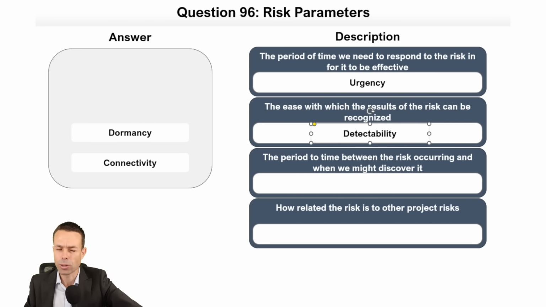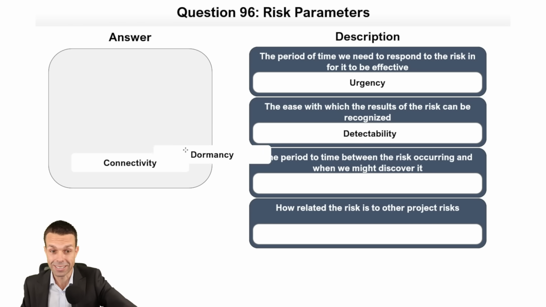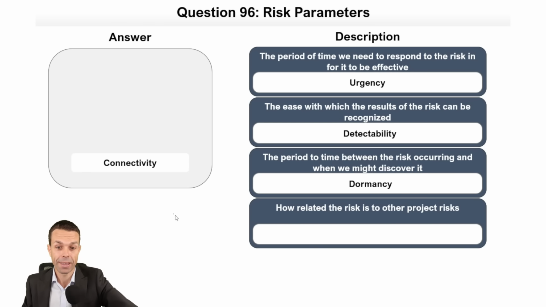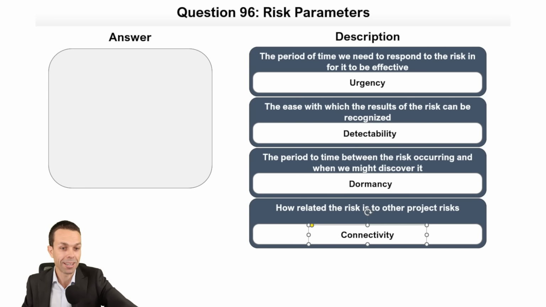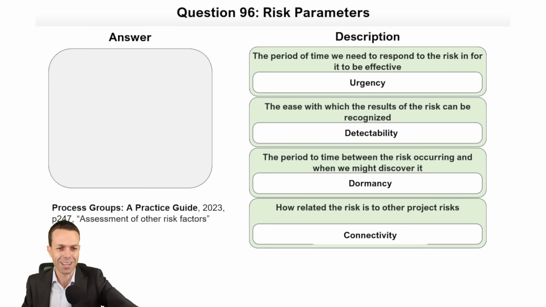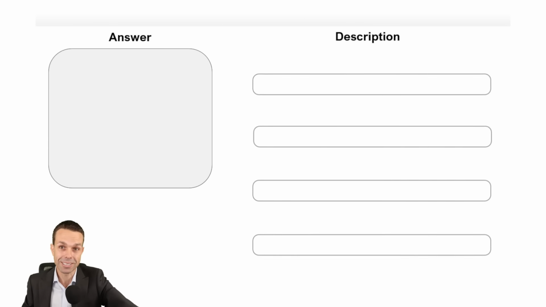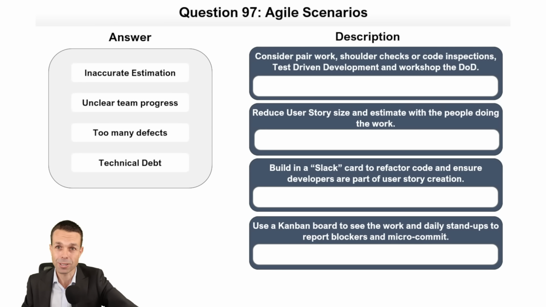The period of time between the risk occurring and when we might discover it, that's how long it's lying dormant. So what's the dormancy of the risk? And how related the risk is to other project risks, how connected is that risk to other project risks? Let's double check. Wonderful stuff. Well done. All right. A little bit tricky for those risk ones, but page 247, assessment of other risk factors. And only 4 to go in this little section. So you're doing an amazing job.